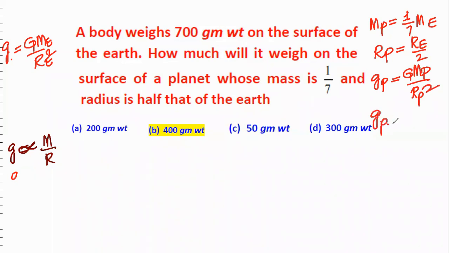Therefore, GP is equal to G into the mass of the planet, which is 1/7 of the mass of the Earth, divided by the radius of the planet squared. How much is that? RE square divided by 4 it is. Right?